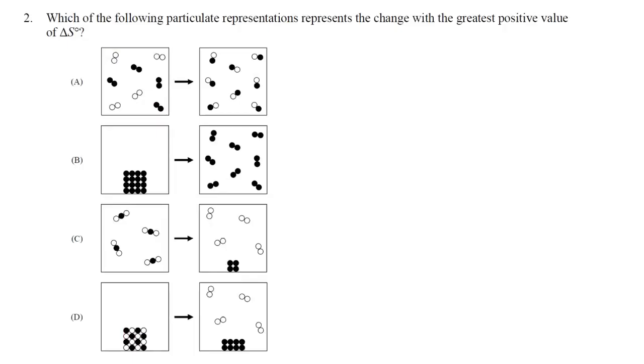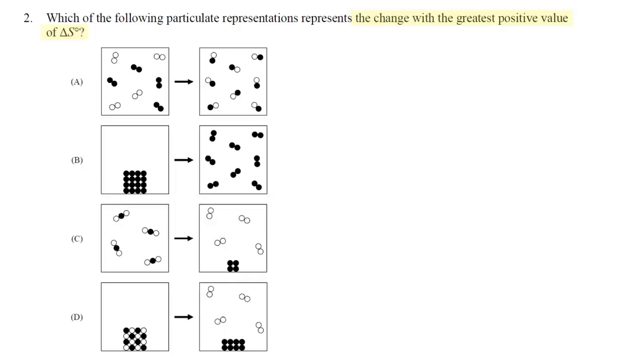Question 2 is similar to question 1 in that we're talking about a change in entropy, but in question 1, we were looking for a decrease in entropy with a negative value for delta S. And here in question 2, it says which of the following particulate representations represents the change with the greatest positive value of delta S. So in question 2, we're looking for an increase in entropy.